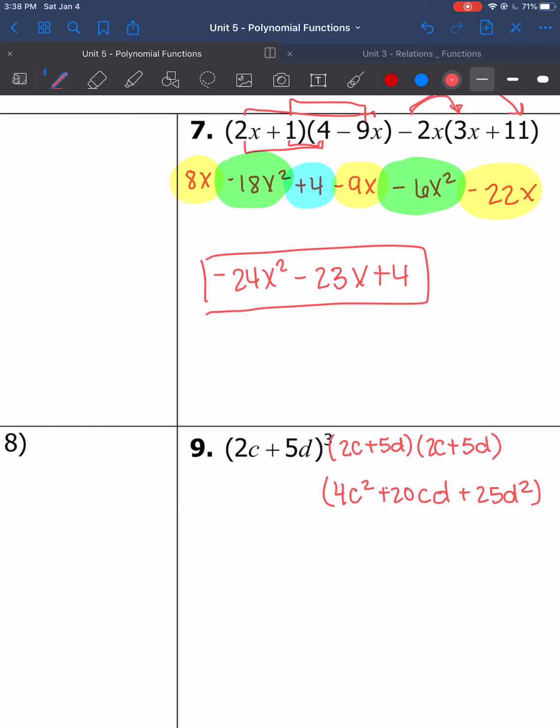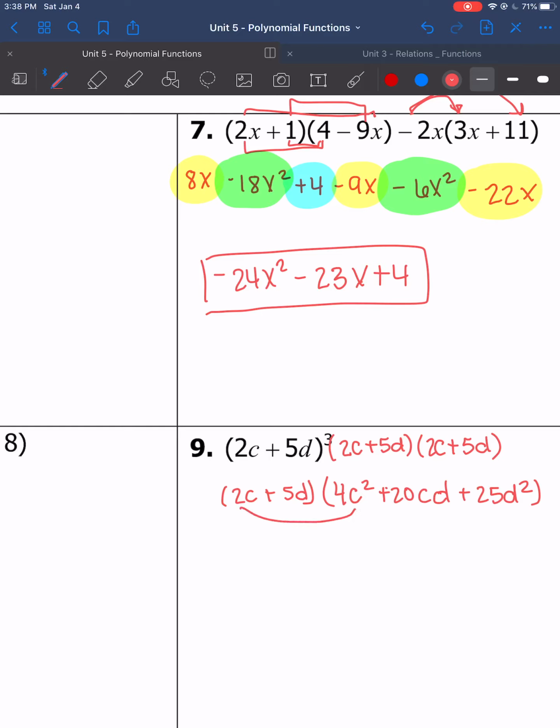At this point, I hope you can FOIL. If not, come talk to me. We'll talk, and I'll teach you. Cool. All right. Now we're going to take the 2c, and we're going to distribute to each of these things.